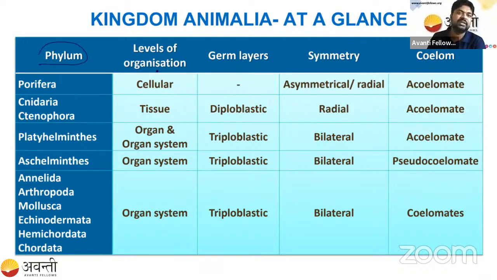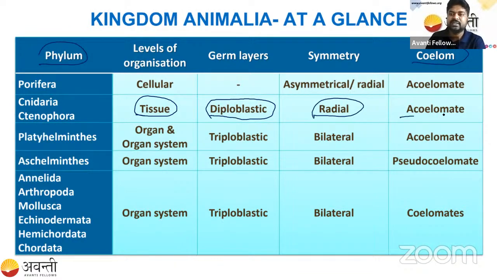For example, Porifera: level of organization is cellular, symmetry is asymmetric or radial, coelom is acoelomate. Likewise, Cnidaria and Ctenophora: level of organization is the tissue level, germ layers are diploblastic, symmetry is radial, next is the coelom, which is acoelomate.